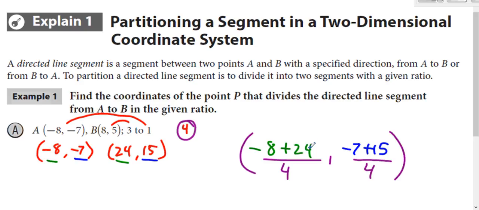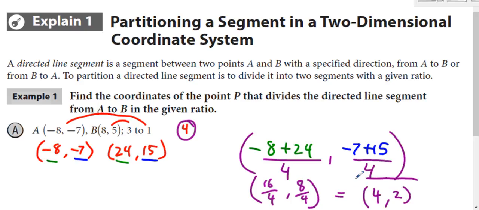So -8 plus 24 is 16. 16 over 4. And then -7 plus 15 is 8. So that'd be 8 over 4. So you solve that out. 16 over 4 is 4. 8 over 4 is 2. So 4, 2 is the point that would divide that into a 3-to-1 ratio.